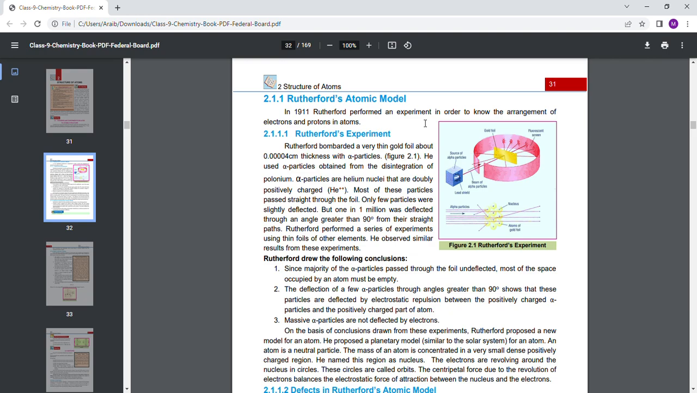Most of these particles passed straight through the foil. Only a few particles were slightly deflected, but 1 in 1 million was deflected through an angle greater than 90 degrees from their straight paths. Rutherford performed a series of experiments using thin foils of other elements. He observed similar results from these experiments.